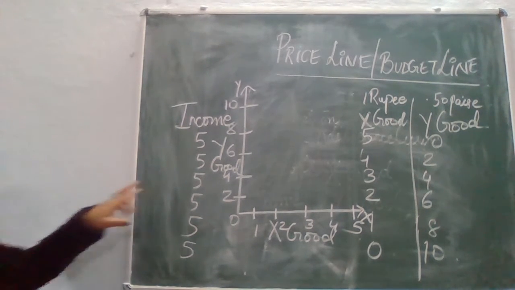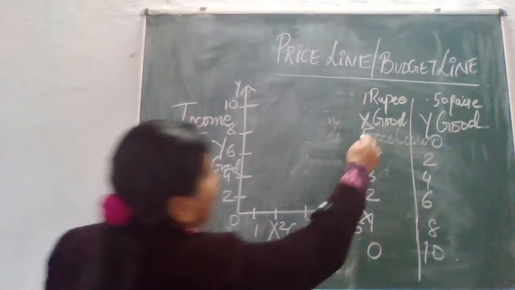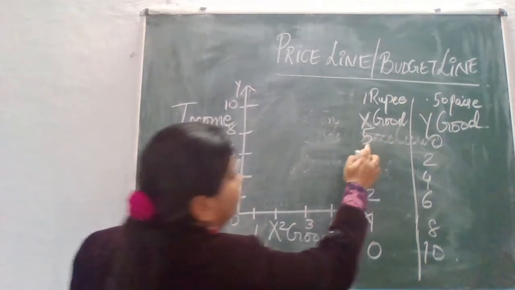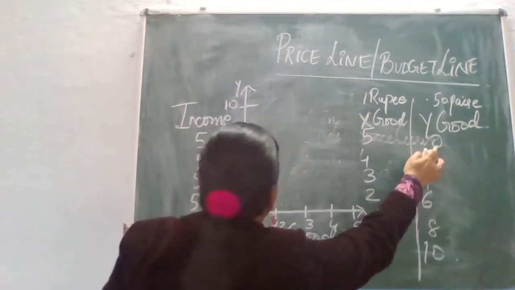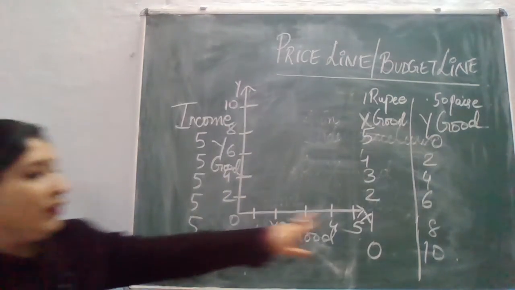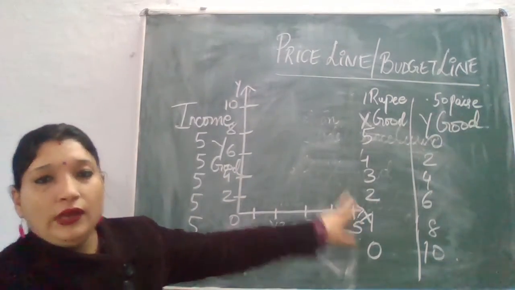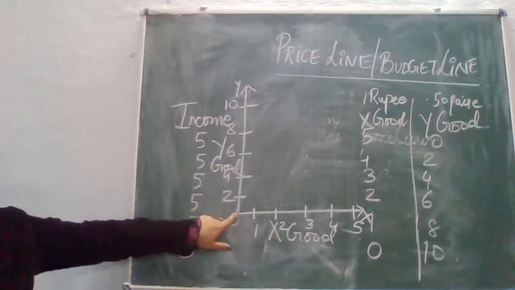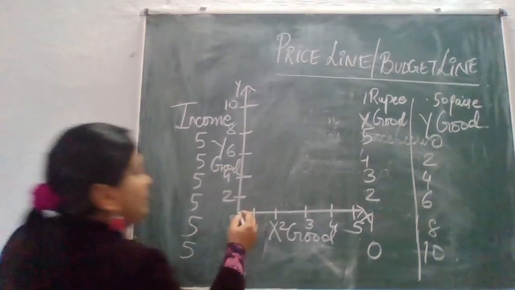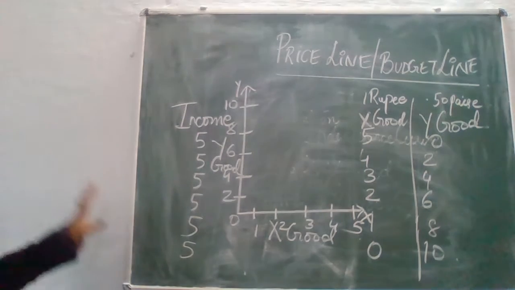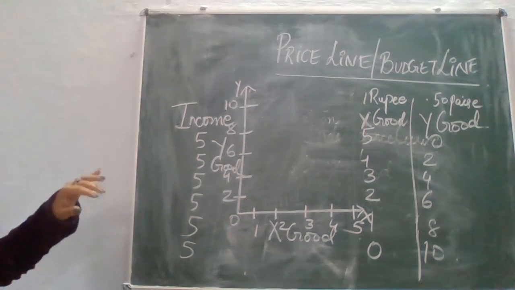When income is 5 and the price is rupee 1, for X good you are purchasing 5 and for Y good it's 0. So how we would be doing it is, for X good it is 5 and for Y good it is 0. So this will be the point. When you join these points, it will be like this.